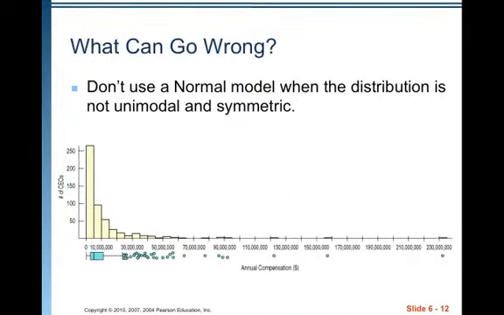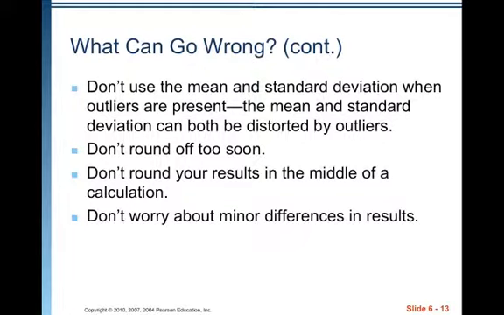So what can go wrong? Don't use a normal model when the distribution is not unimodal and symmetric. Don't use the mean and standard deviation when outliers are present. The mean and standard deviation can both be distorted by outliers. Remember, they are non-resistant measures. Don't round off too soon. Don't round your results in the middle of a calculation. Wait to the end to round. Don't worry about teeny tiny minor differences in the results, like in the thousandths place and that sort of thing.